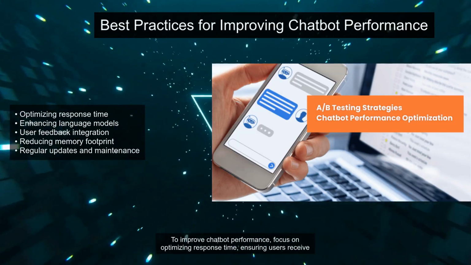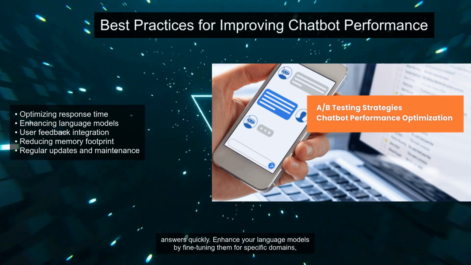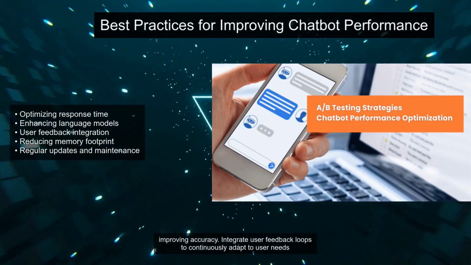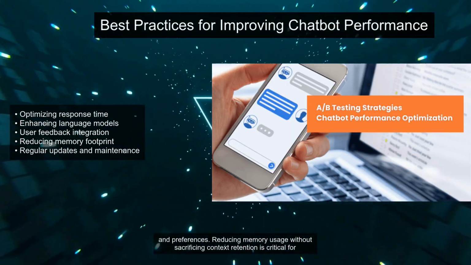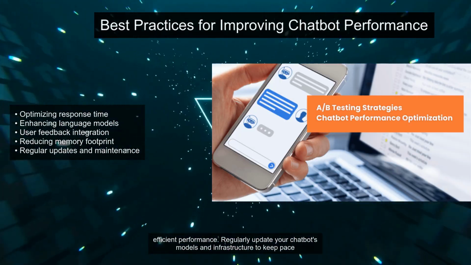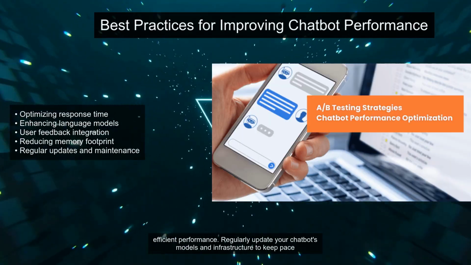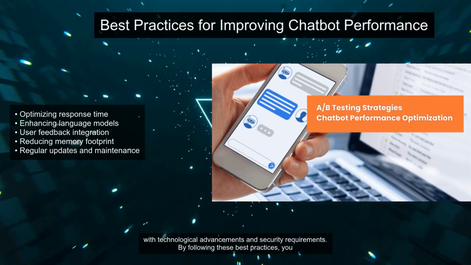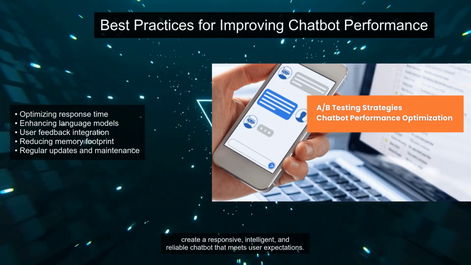To improve chatbot performance, focus on optimizing response time, ensuring users receive answers quickly. Enhance your language models by fine-tuning them for specific domains, improving accuracy. Integrate user feedback loops to continuously adapt to user needs and preferences. Reducing memory usage without sacrificing context retention is critical for efficient performance. Regularly update your chatbot's models and infrastructure to keep pace with technological advancements and security requirements. By following these best practices, you create a responsive, intelligent, and reliable chatbot that meets user expectations.